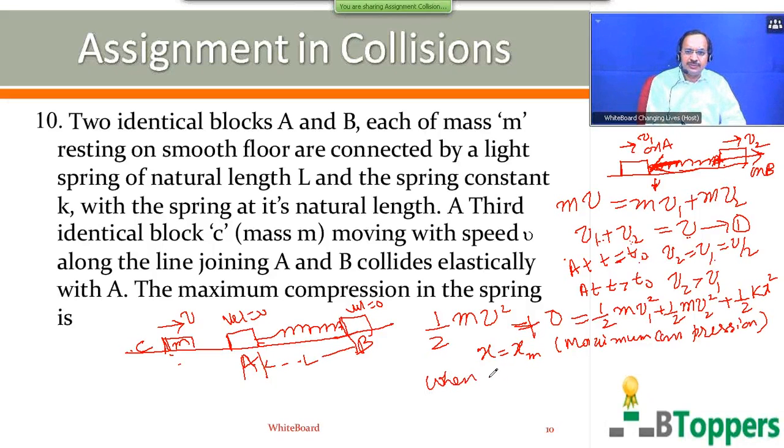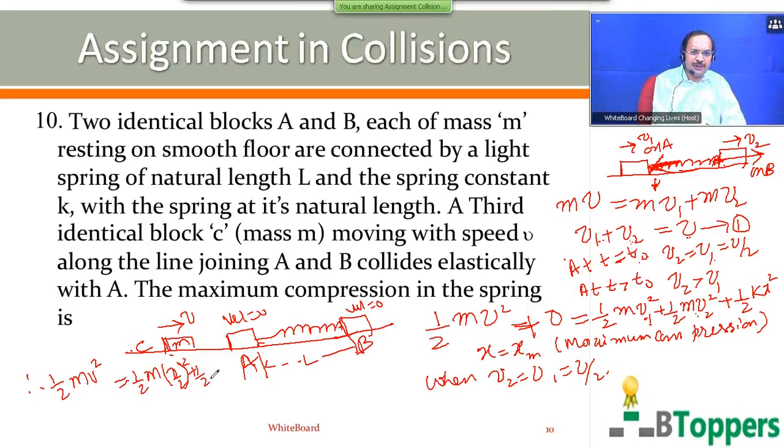When V2 equal to V1 equal to V by 2, that means x at the instant t equal to t naught. So substitute here V1 equal to V by 2 on the right side, V2 also equal to V by 2 on the right side, and x equal to xm. So you get half m v square equals half m into V by 2 square, the same term repeated, half m into V by 2 square, plus half k xm square.